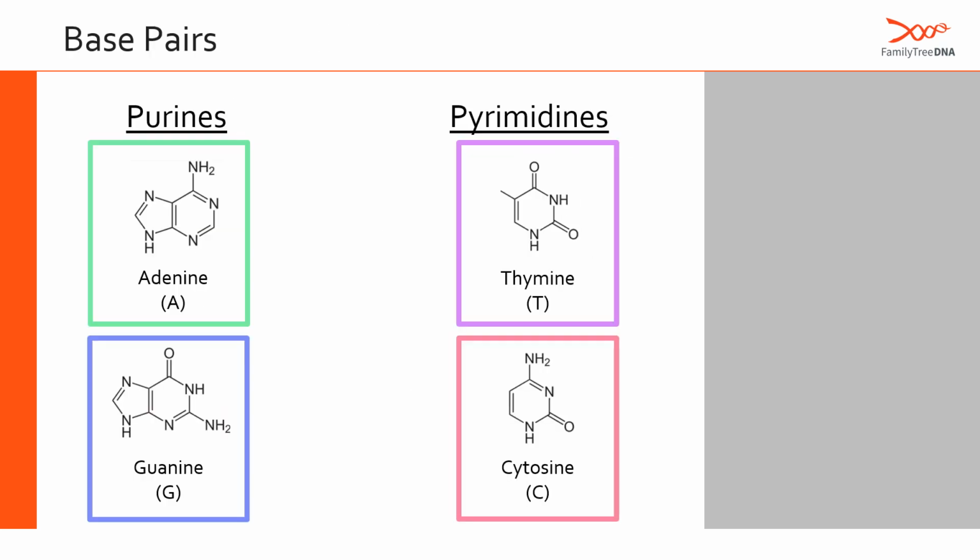Because of their chemical structure, these base pairs connect in a unique way. Adenine always connects to thymine, and guanine always connects to cytosine.